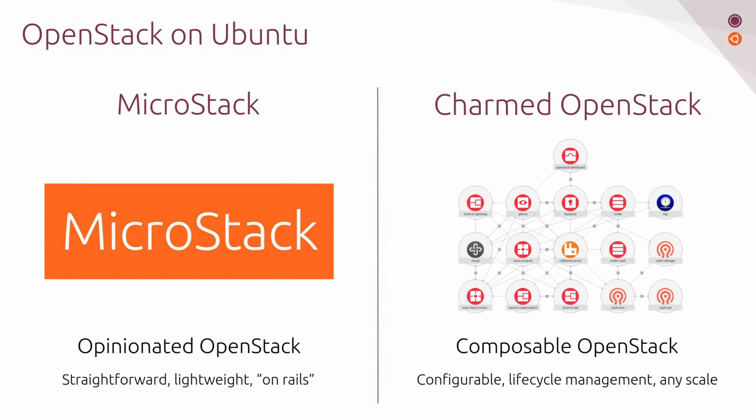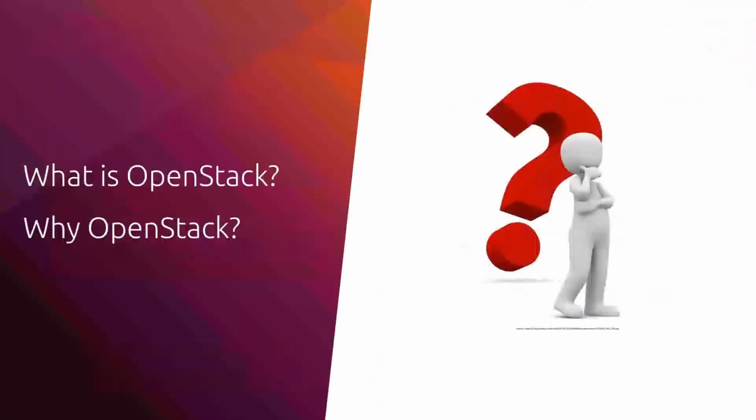While moving into more serious environments, like production environments, there's Charmed OpenStack, which is more like a composable OpenStack that provides various configurations, variations, lifecycle management capabilities, and can be deployed at any scale. So if you want to get started, use MicroStack. If you want to evolve your environment, consider moving to Charmed OpenStack. But let's step back. What is OpenStack and why OpenStack over any other cloud platforms? Let's spend some time discussing that.